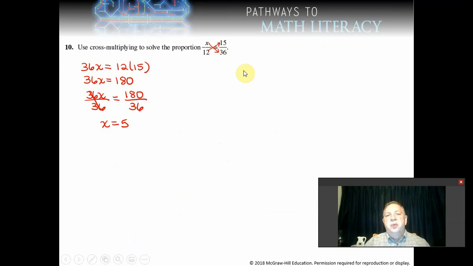So here's another one. The first piece of it, it's not really this times this, I'll consider it this way. 36 times x, 12 times 15. Okay, so that gives me 36x equals 12 times 15, and then I want to get rid of that 36, so I do the division here. X is equal to 12 times 15 divided by 36, which is 180 over 36, and that tells us x is equal to 5.